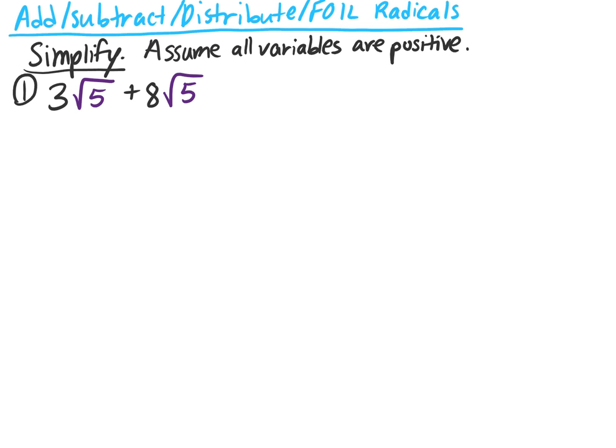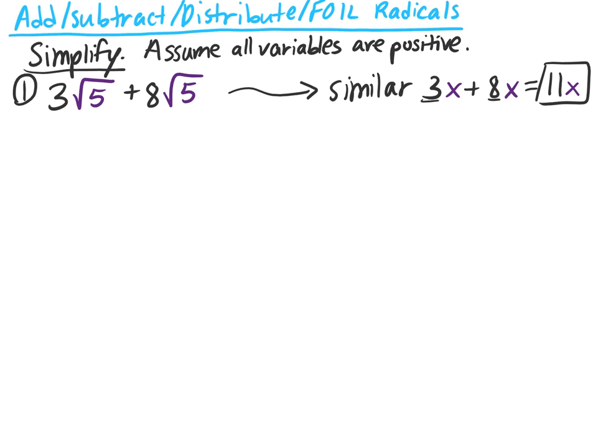Once we are at this point, we have our first example here, 3 square root of 5 plus 8 square root of 5. This is very similar to simplifying the expression 3x plus 8x. Notice in purple, I have the square root of 5 and the x. So my question to you is, how would I combine 3x plus 8x? Hopefully the answer that you would give to me would be to combine the numbers in front to get 11, but leave the variable the same. So it would be 11x would be my answer for that. And you would call that combining like terms.